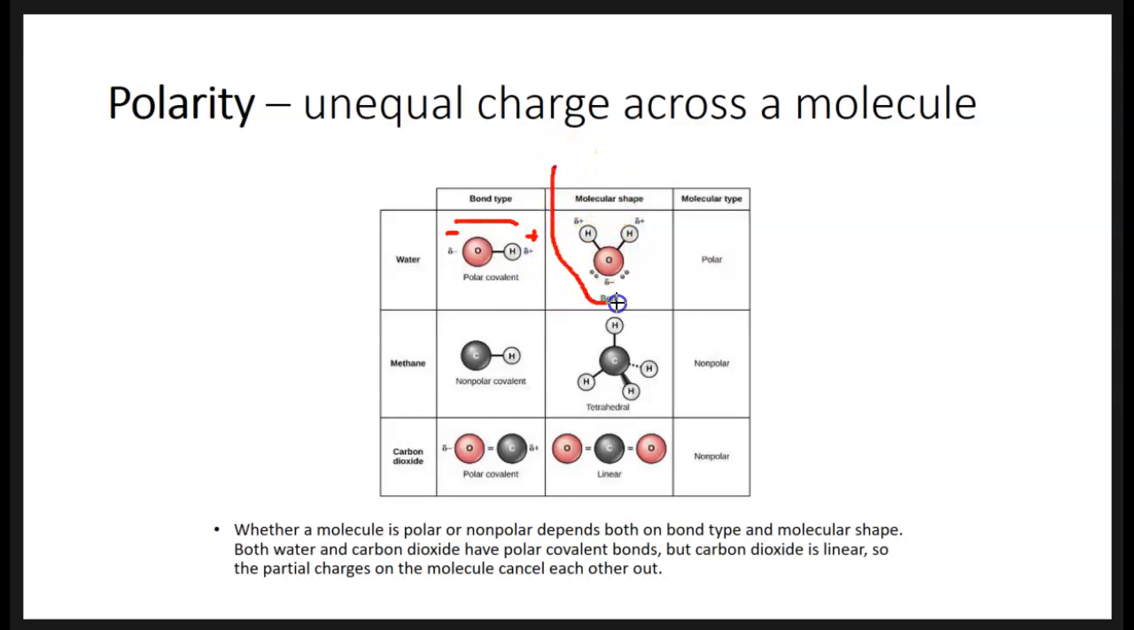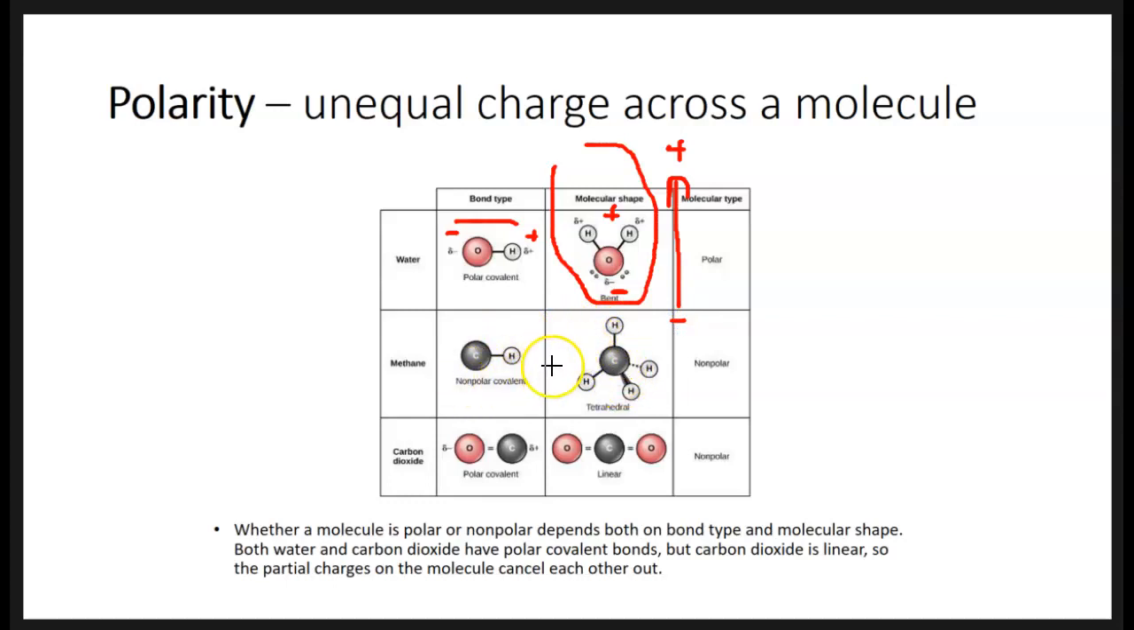If we look at the shape of a water molecule, we have positive charge at this end, and you can see these electrons are congregated down at the negative end of the molecule. So water is a very polar molecule. It's got an unequal distribution of charge, positive at this end, negative at this end.